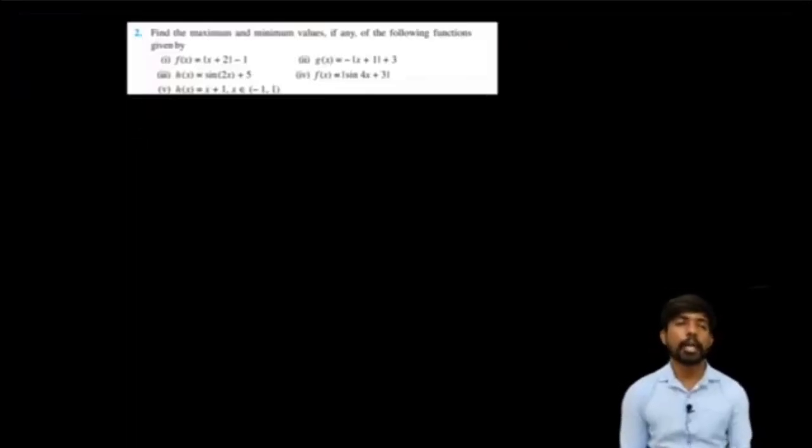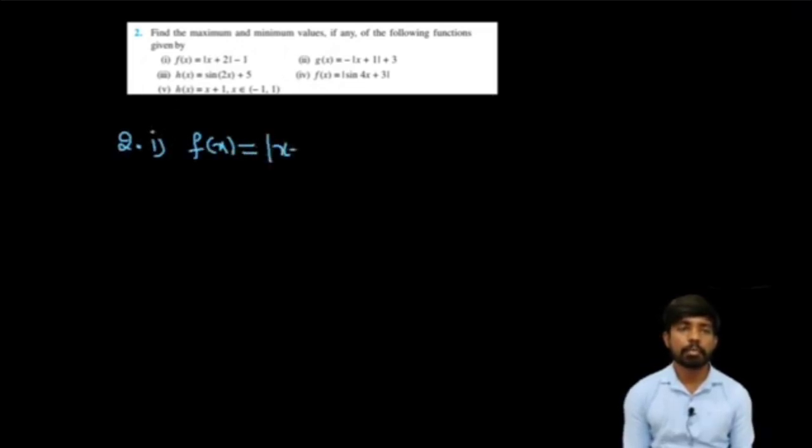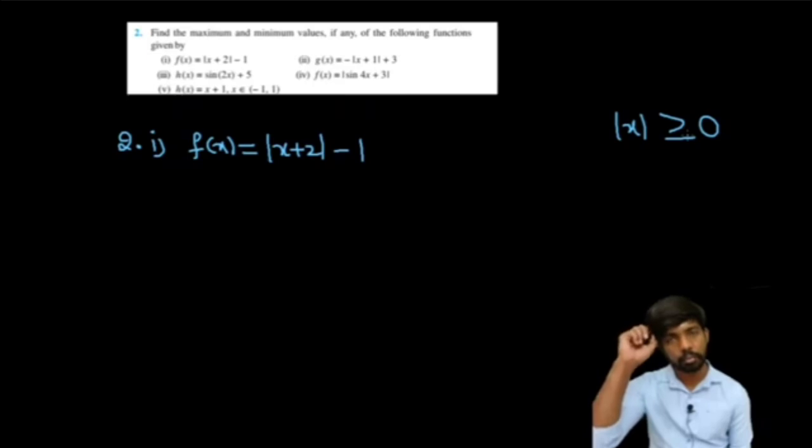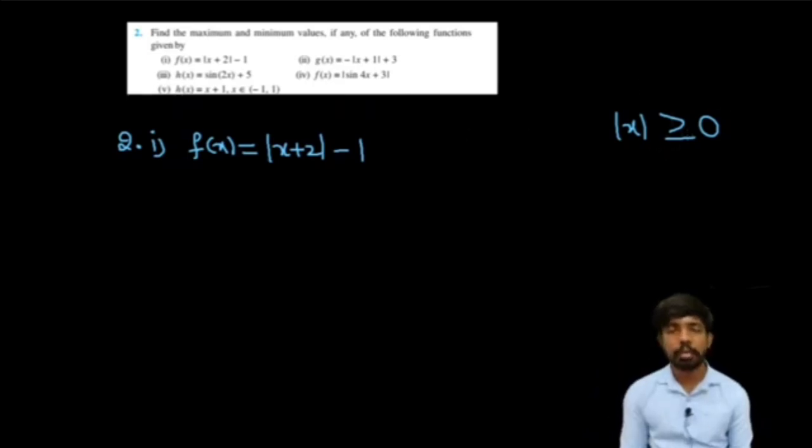Here we have a question. Find the maximum and minimum value of any of the following functions given by. So here, second problem, first bit. Given function f of x is equal to mod of x plus 2 minus 1. Here the modulus function is always greater than or equal to 0.